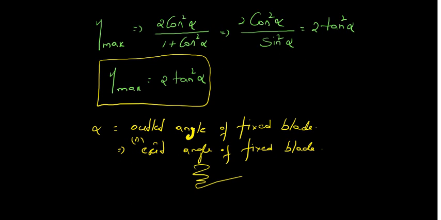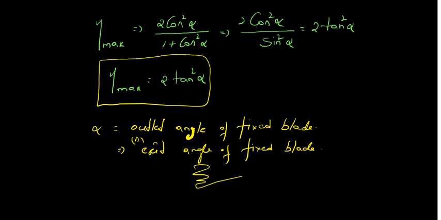The second one is power developed. Power developed, the relation is the same as that of the work done per second, but the units will be changed. It is represented in terms of kilowatts. That is m into (VW1 plus VW2) into U divided by 1000 kilowatts.